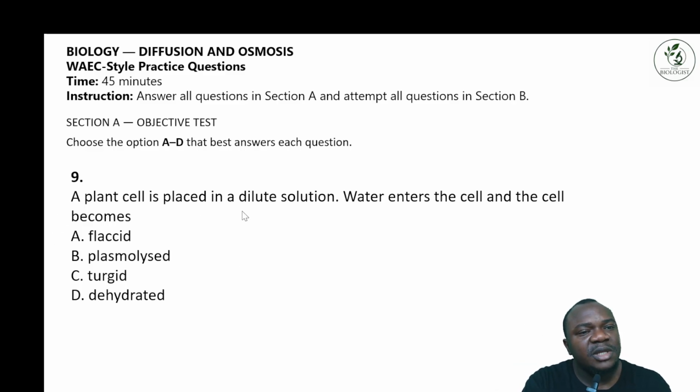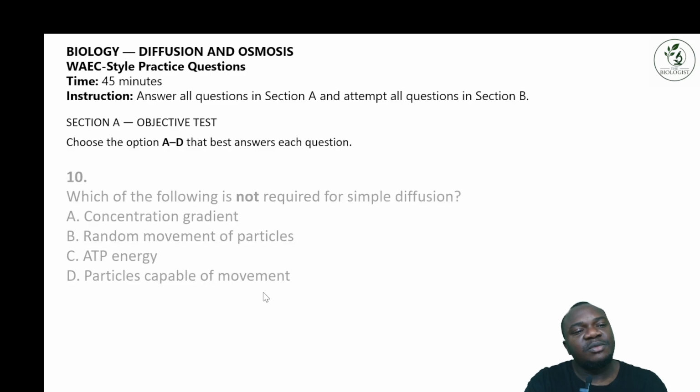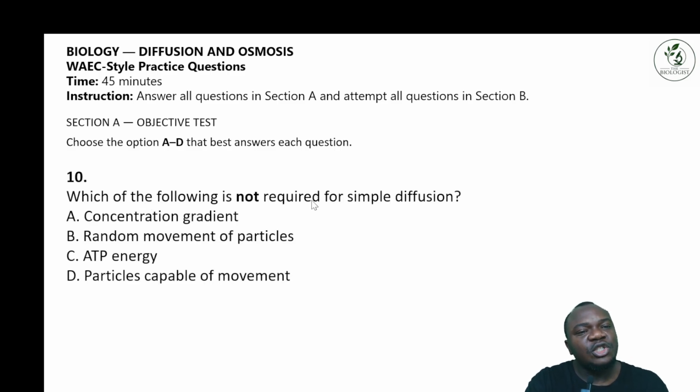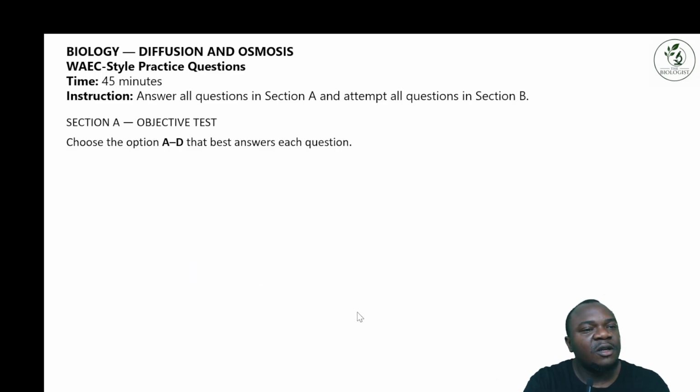A plant cell is placed in a dilute solution, that is your normal water. Water enters the cell and the cell becomes, once it enters the cell, what happens? The cell gets filled with water and expands. So the term we use there is turgid. Become turgid. Which of the following is not required for simple diffusion? Okay, ATP energy, it's not required. Okay, because this does not require energy. So ATP energy is not actually required.